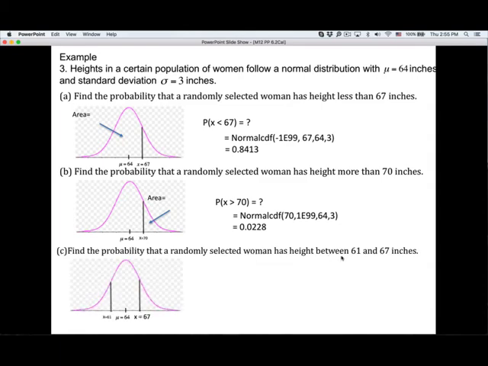Okay, we are looking for the area from 61 to 67, right? In between. So we are looking for the area in between this part here. So my x is in between 61 and 67. So again, using the normal CDF, lower value from the left to the right. So 61 is going to be your lower value, 67 will be your upper value. Use the calculator. You should get 0.6827. Okay, 0.6827.